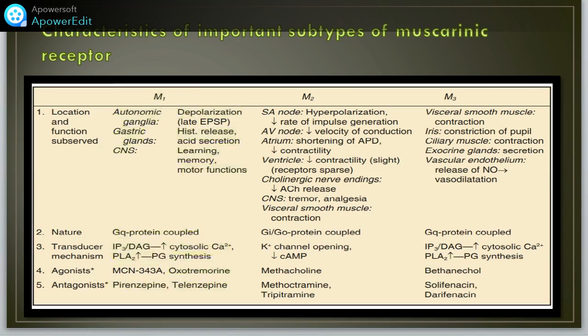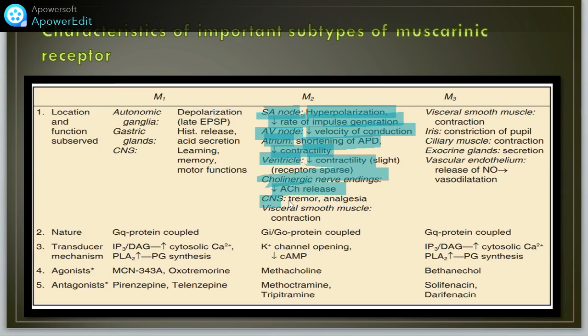Next is M2. M2 receptors are predominantly present on the heart. At the SA node, it causes hyperpolarization and decreases the rate of impulse generation. At the AV node, it decreases velocity of conduction. In the atrium, there is shortening of action potential duration and decrease in contractility. In the ventricle, it decreases contractility slightly. At cholinergic nerve endings, it decreases release of acetylcholine.